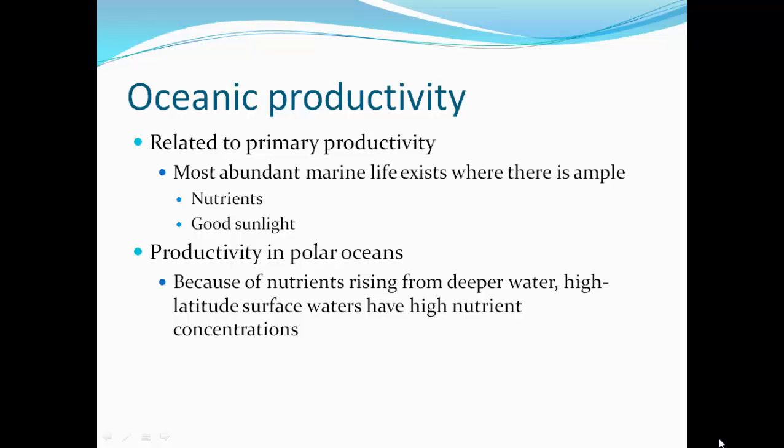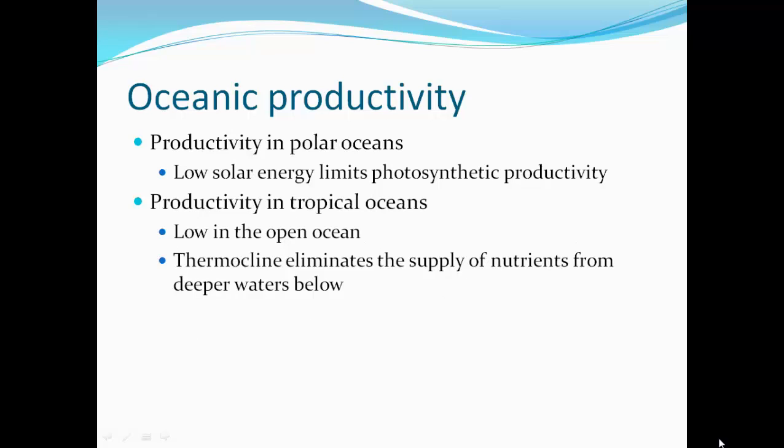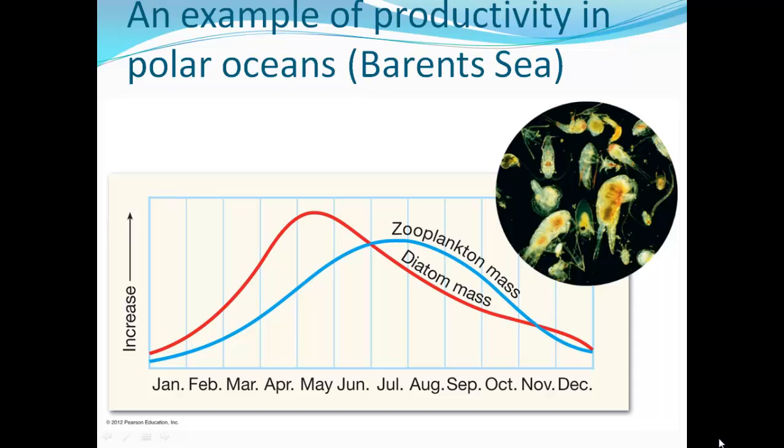Okay, in polar oceans, because of nutrients rising from deep water, high latitude surface waters have high nutrient concentrations, but they have low solar energy, which limits photosynthetic productivity. And in tropical zones, productivity is very low in the open ocean. The thermocline eliminates the supply of nutrients from deep waters below, but there's plenty of sunshine.